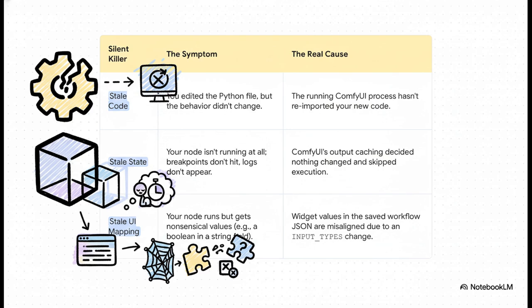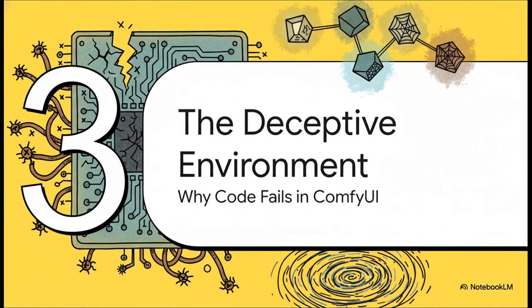And finally, the sneakiest of all, stale UI mapping. Your node runs, but it gets total garbage fed into it. That's your saved workflow file quietly betraying you. We're going to tackle each one of these. Let's start with the number one killer, the one that gets almost everybody, the environment itself. This is the root cause of all those stale code bugs, and it all comes down to a really simple but critical misunderstanding of how Comfy UI actually finds and runs your custom nodes.